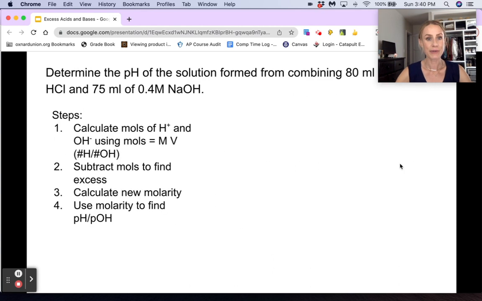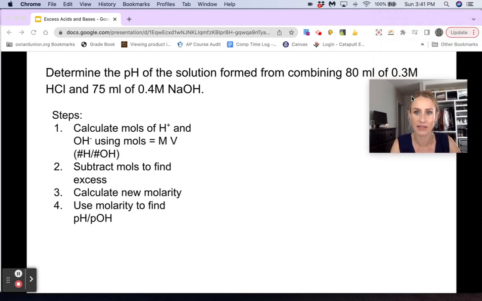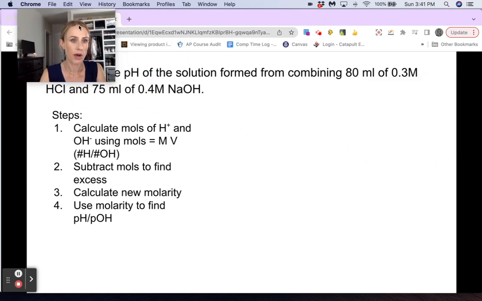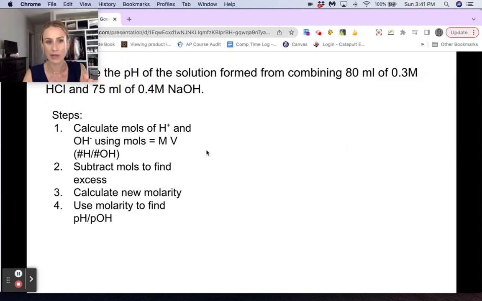All right, one more example. Determine the pH of the solution formed from combining 80 milliliters of 0.3 molar HCl and 75 milliliters of 0.4 molar NaOH, sodium hydroxide. All right, so we are going to go through step by step one more time.